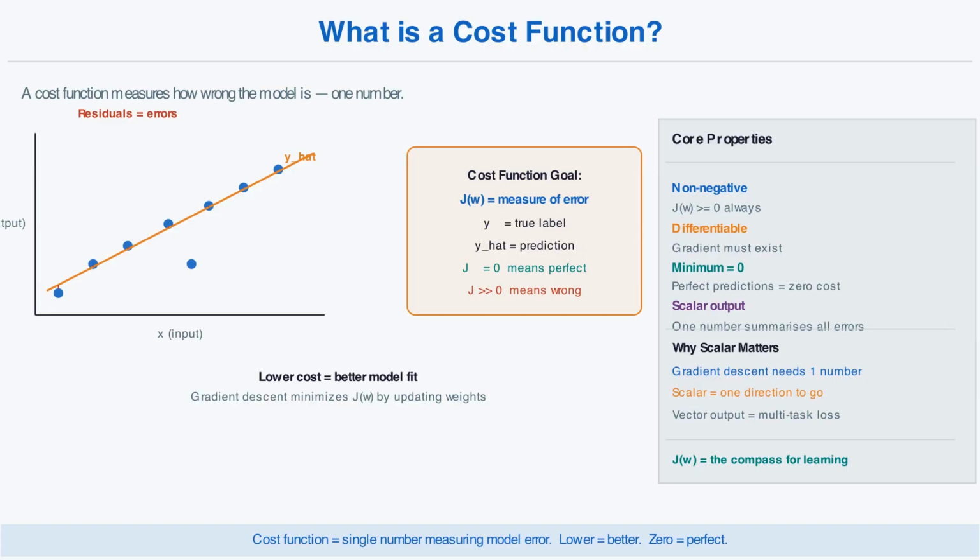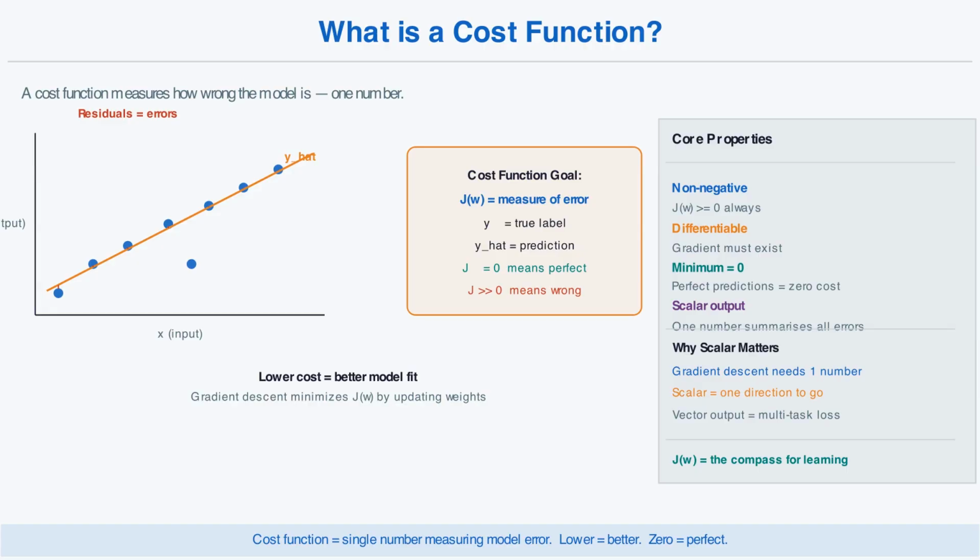Why do we need a single number? Because gradient descent needs one. The optimizer needs to be able to say, did this parameter update make things better or worse? A single scalar gives a clear answer. A lower number means better. The gradient of that number tells the optimizer which direction to push each weight.